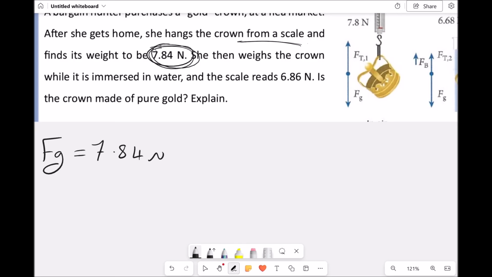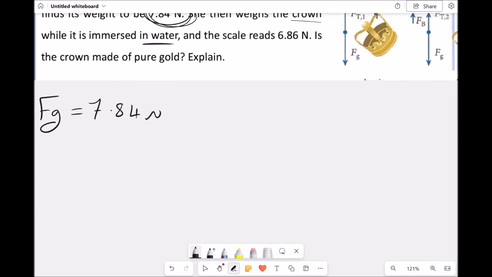Then she weighs the crown when it is immersed in water. Now, this is F apparent, or you can just say FA, but I'll write F apparent. This is the weight of the object in water. F apparent is 6.86 Newton. Is the crown made of pure gold?